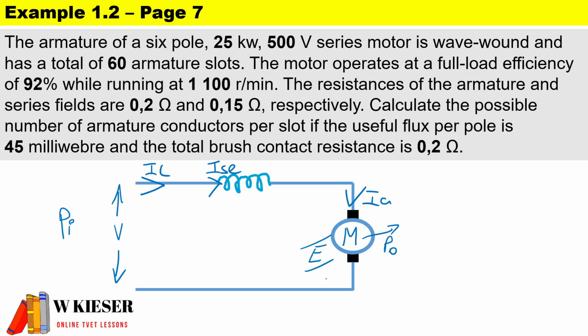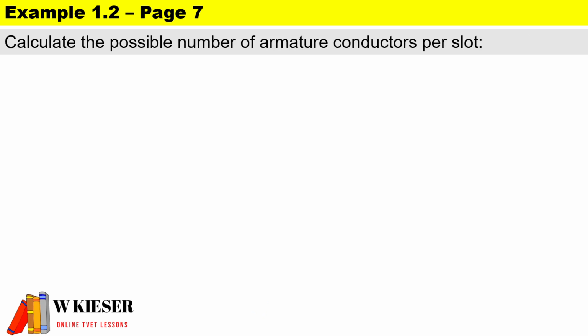And let's just write down all the information given. So first of all, the efficiency is 92%. So therefore, to calculate the input power, it will be the output power of 25,000 watts divided by the efficiency of 0.92. So therefore, the input power will be 27,174 watts.